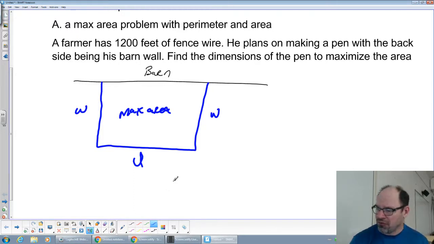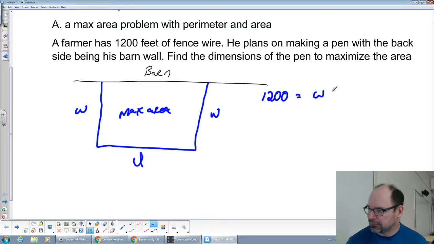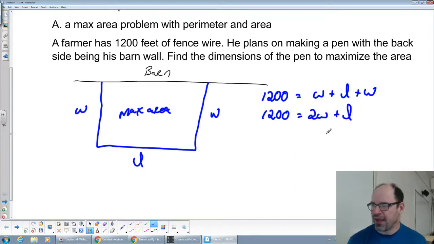Okay, so first thing we do is we write the perimeter equation. So we know that according to perimeter, that 1,200 feet of fence is equal to this plus this plus this. So if we reduce that down, we've got 2W plus L. So that is the perimeter of the fence, not including the barn, because the barn is not part of what he has for fence. It's just the wall. We're assuming the barn's long enough to include it.